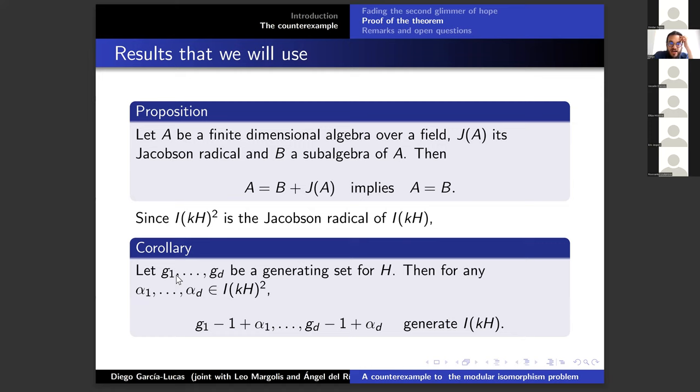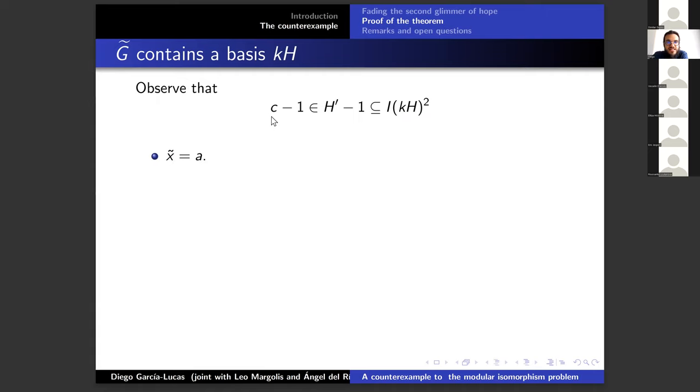If we have a generating set for the group H, say g1, ..., gd, in our case d is two, then the set of elements g1 minus one, ..., gd minus one is a generating set of the augmentation ideal. So by the previous proposition, if we modify these elements, adding some element in the square of the augmentation ideal, this will also be a generating set of the augmentation ideal. To use this, observe that c is in the derived subgroup, hence c minus one is in the square of the augmentation ideal. So if we are working modulo the square of the augmentation ideal, we can also substitute c by one.